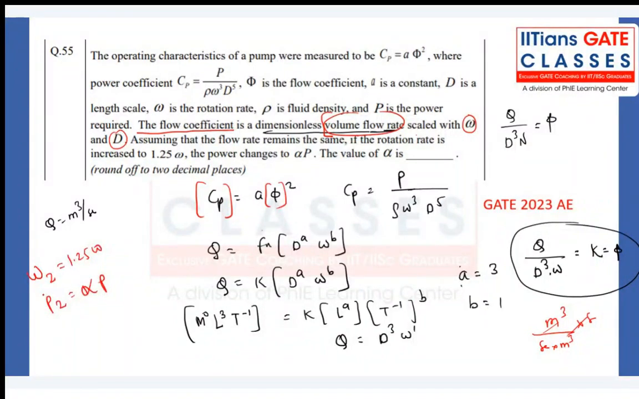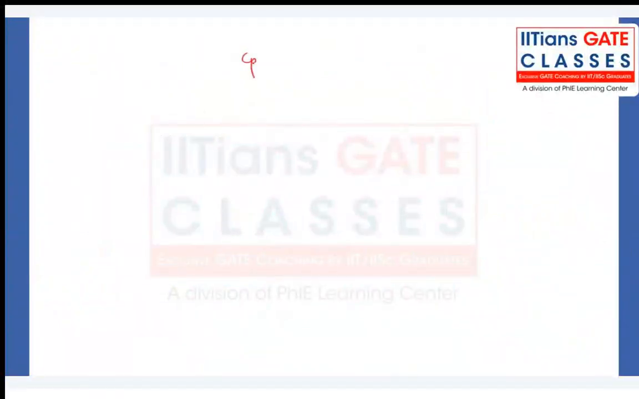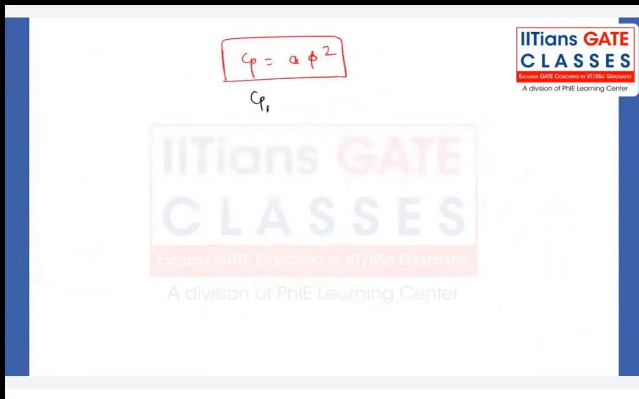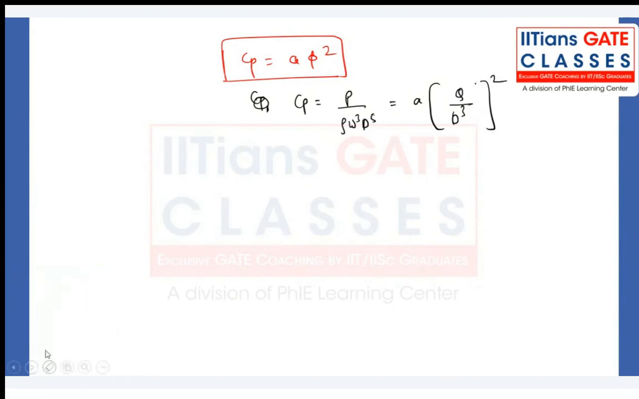So you can relate it very easily. How can you relate it? Cp they have given as A times phi square. Cp, you know, is P by rho omega cubed D to the power 5, equal to A times phi square. What is phi? Q by D cubed into omega. So how to get the relationship between P as well as omega? Because only two things are changing here. So we can get P equal to what?